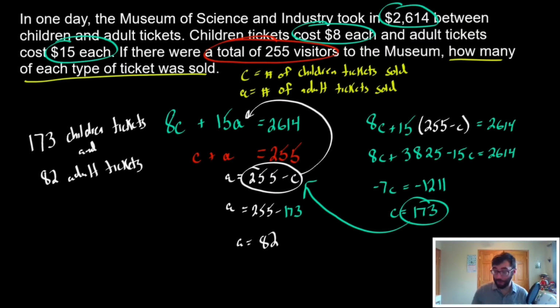And I highly recommend that you always write your answer out in plain English, or whatever language you speak, right there on the page, okay? So 173 children tickets and 82 adult tickets. And that would be our final answer. Okay, so that's one example. Let's go ahead and take a look at another one.